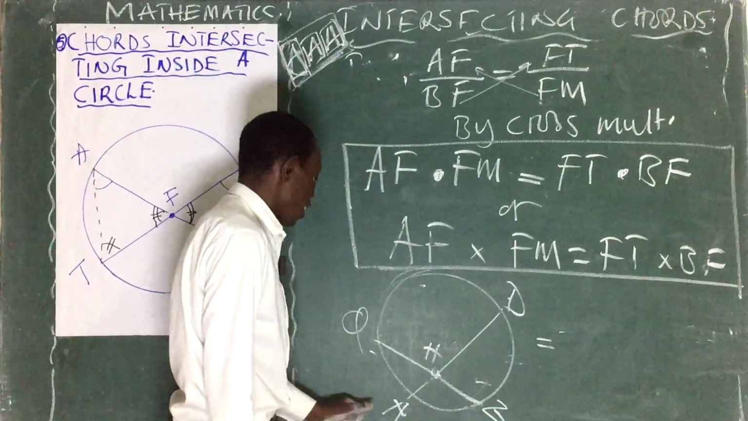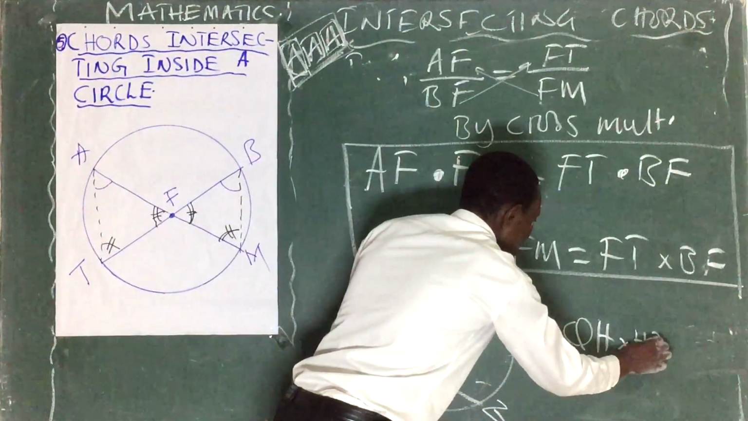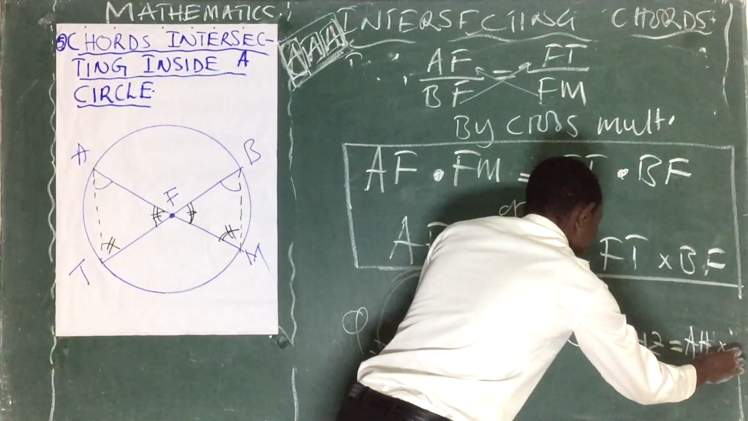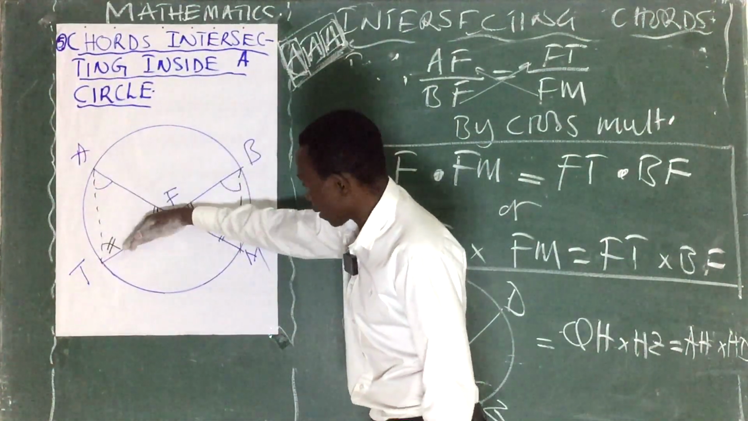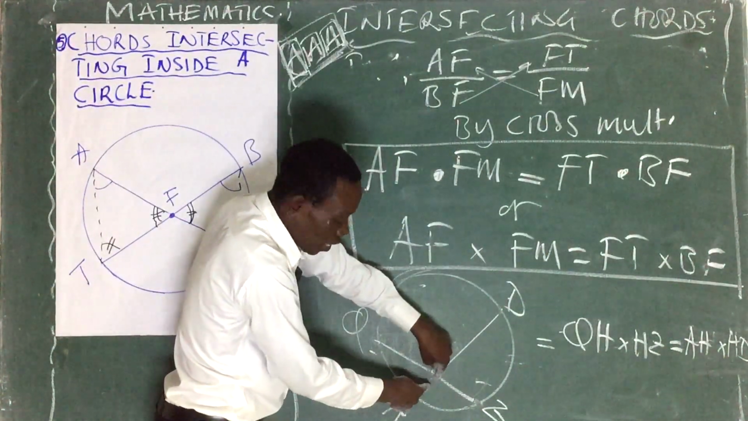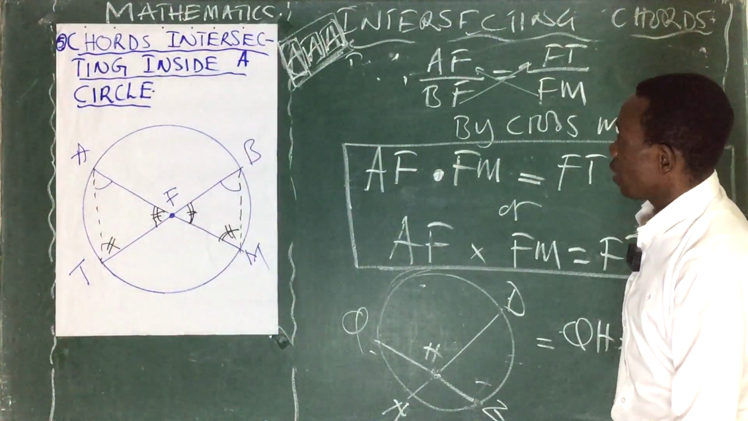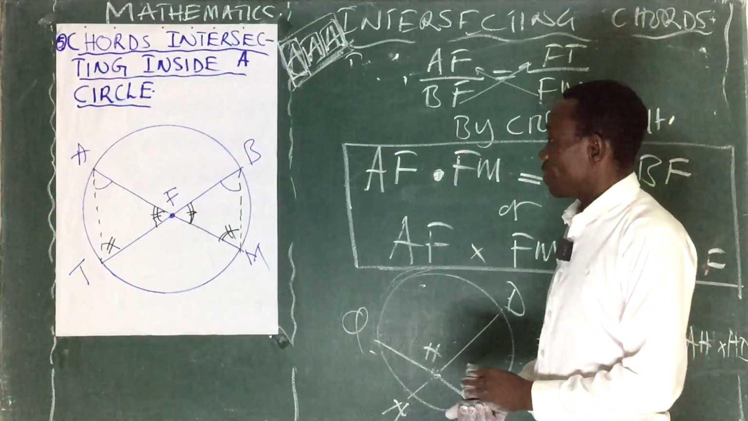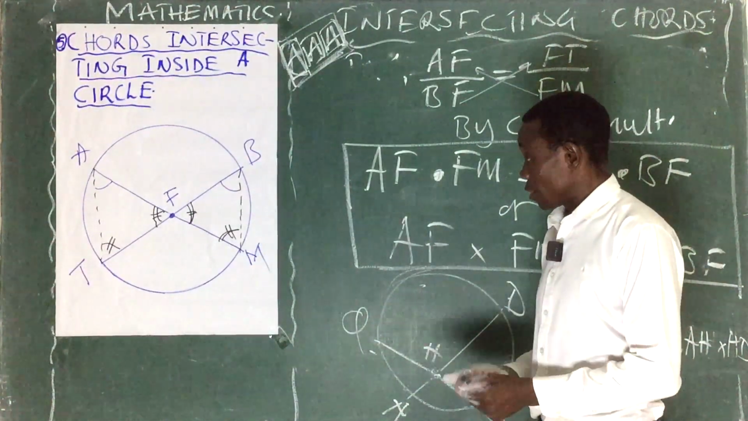So you conclude by saying QH multiplied by HZ is equal to AH multiplied by HD. It means this part multiplied by this part equals that part multiplied by that part. This is what we needed to know: if chords are intersecting inside the circle, a relationship exists amongst the parts of the chords formed as a result of the intersection.